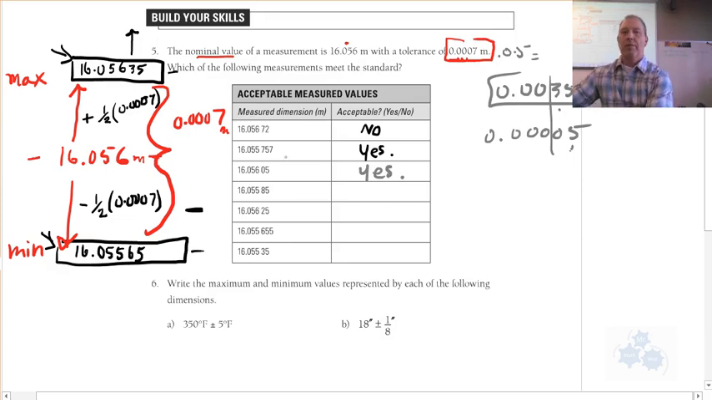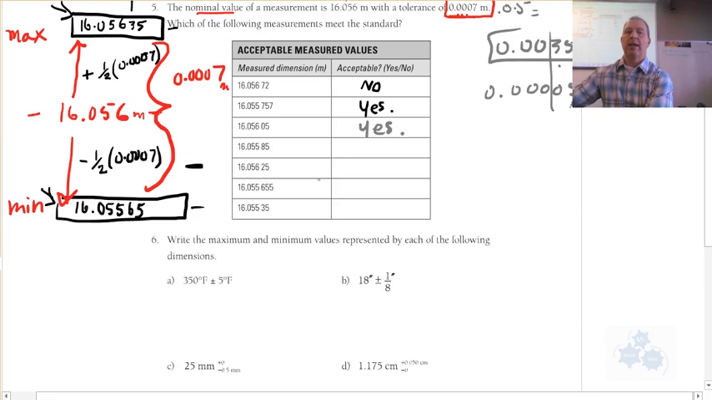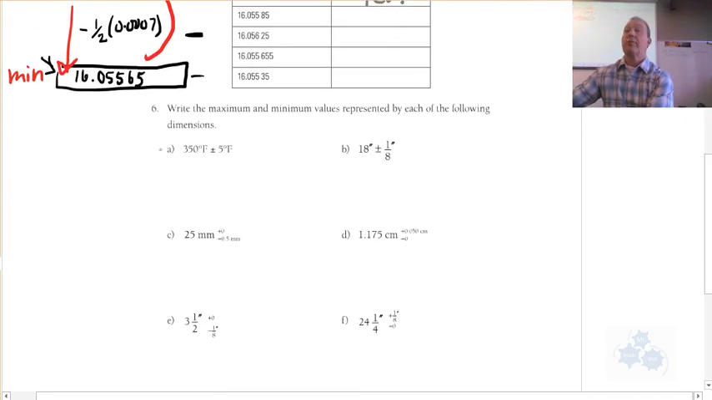Okay? So I'm going to leave the rest blank for you to do in a few minutes, but let me just go over just number 6 a little bit. I spent a lot of time on number 5 there, so hopefully you're good with that. Number 6 now says this: write the maximum and minimum values represented by each of the following dimensions. So this one says 350 Fahrenheit plus or minus 5 degrees Fahrenheit.